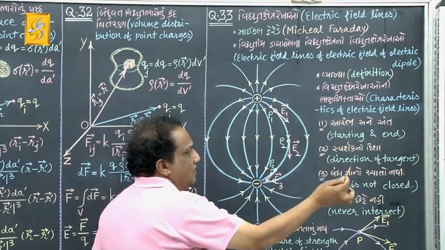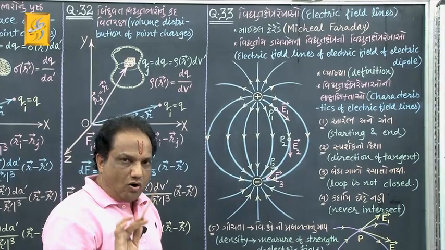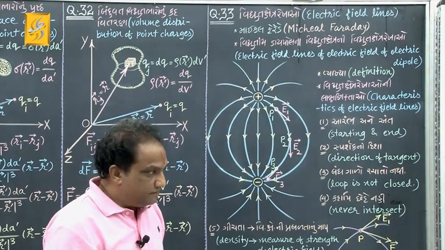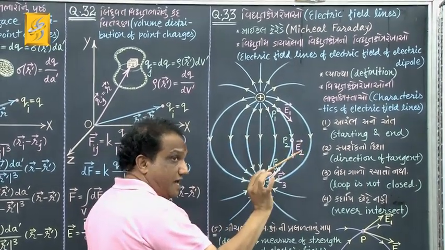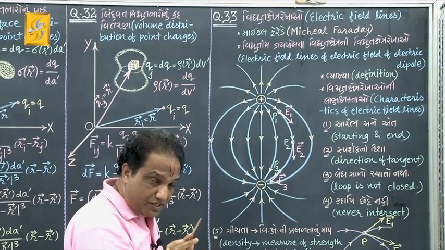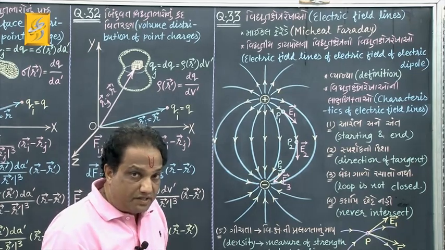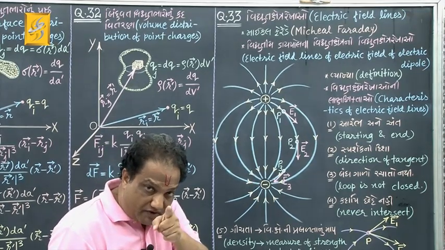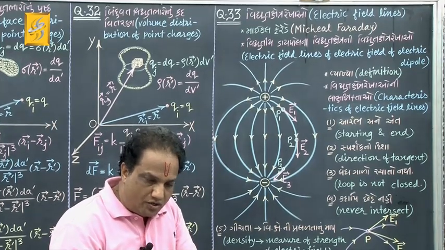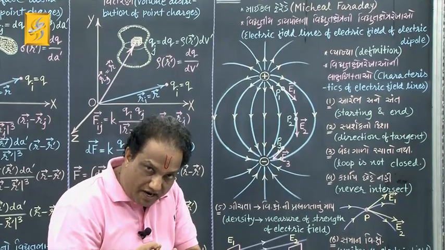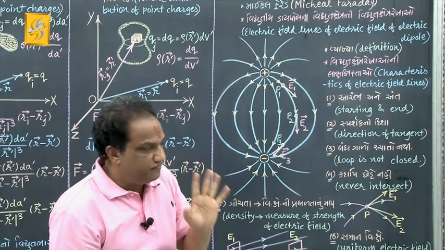Fine. What about direction of tangent? On every electric field line, if we draw a tangent at any point, then that tangent definitely gives us direction of electric field. Remember that tangent gives only direction of electric field, not the magnitude, only direction, correct? Tangent drawn at every point on electric field line gives us direction of electric field at that very point. Fine.